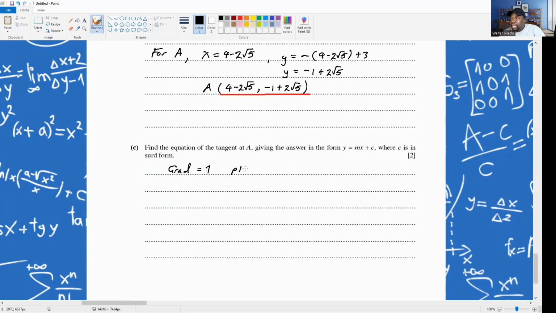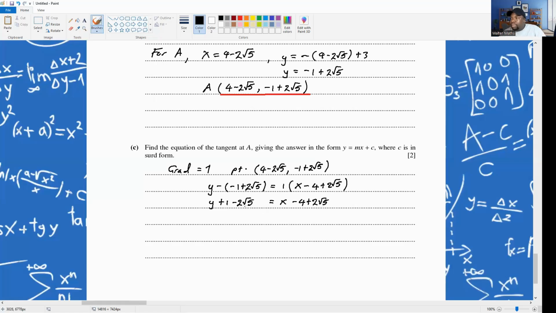And for a point, we are going to use 4 minus 2 root 5, minus 1 plus 2 root 5. So the equation of the tangent should be y minus y1, which is minus 1 plus 2 root 5, equal to m, which is 1, times x minus 4 minus 2 root 5. So that'll be minus 4 plus 2 root 5. So that's going to be y plus 1 minus 2 root 5 is equal to x minus 4 plus 2 root 5.